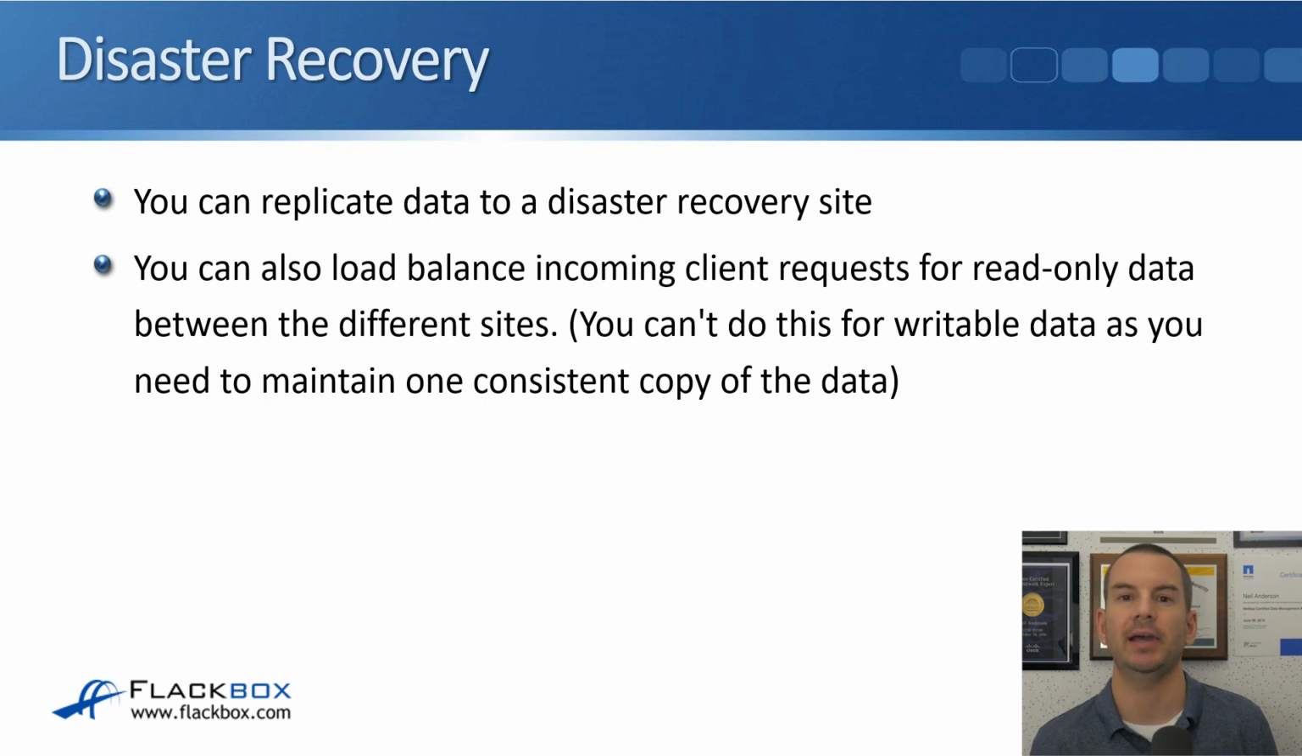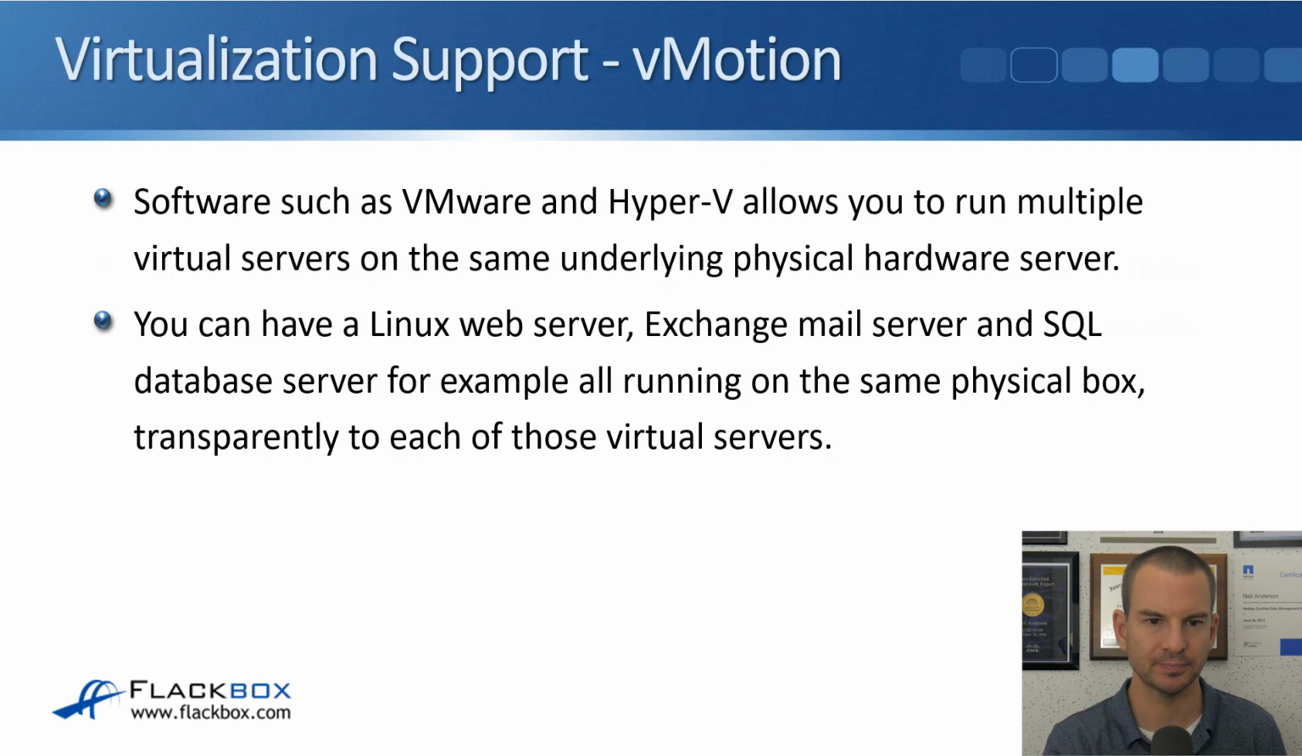So say that you've got a site in New York as your main site, you've got your disaster recovery site in London. If New York has some kind of natural disaster, like a flood, you can fail over to London. And for your read-only data, you can have people close to the US reading it from New York. You can have people located in Europe reading it from London so that you get the best possible performance for your different customers. Now, you can only do that for read-only data because for writable data, you need to keep one single consistent master copy of the data.